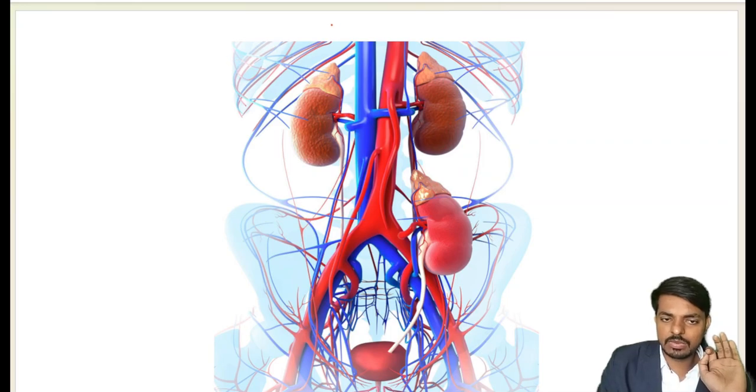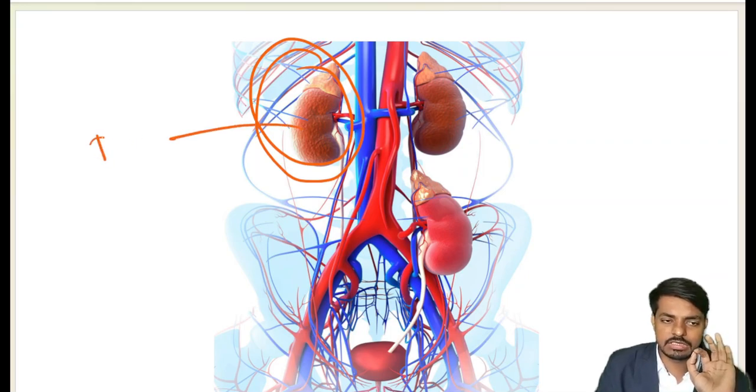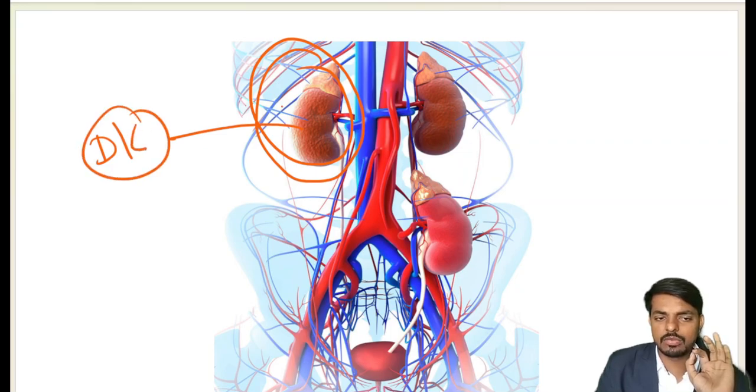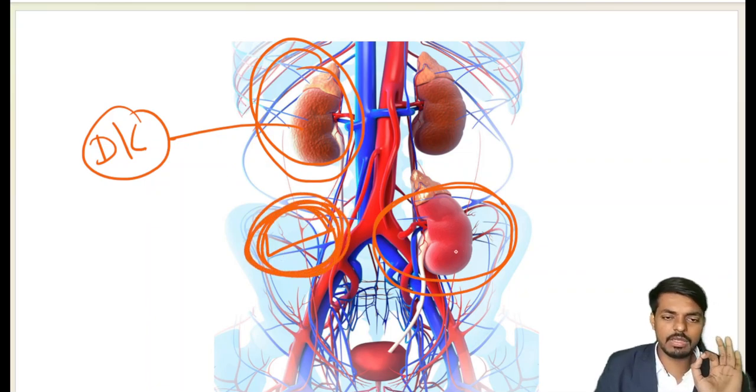So consider this as the diseased kidney. Very importantly, we will not remove this diseased kidney. We will keep this diseased kidney inside only, and we will implant the new kidney in the iliac fossa. The preferred site is the right iliac fossa, not the left. So in the image it is shown on the left.